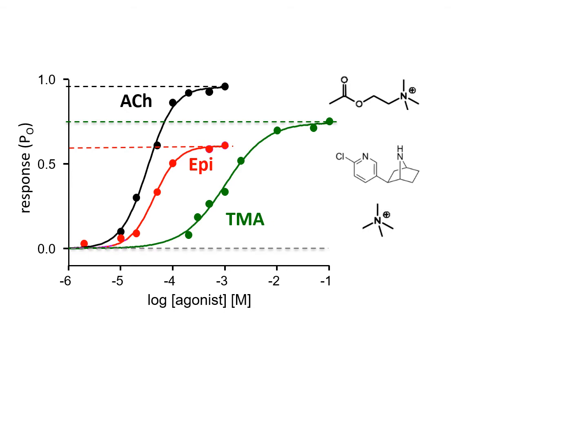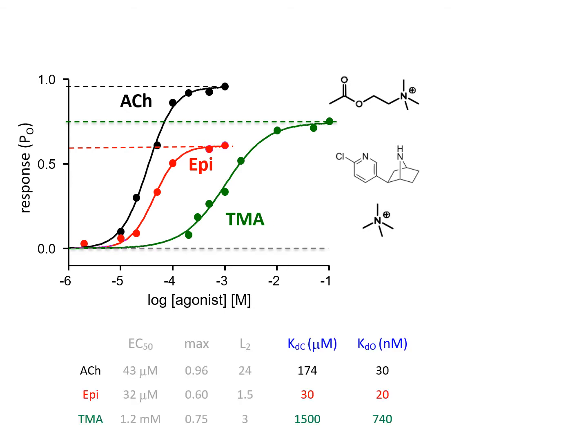It's a little more difficult to say what's going on between ACh and TMA. But let's do the quantitation. So we fit the points to a Hill equation to get a maximum value and an EC50 value from which we calculate the gating equilibrium constant L2, and then the two equilibrium dissociation constants, which is what we want to get affinity. So the low affinity constants are in the micromolar range, the high affinity constants in the nanomolar range.